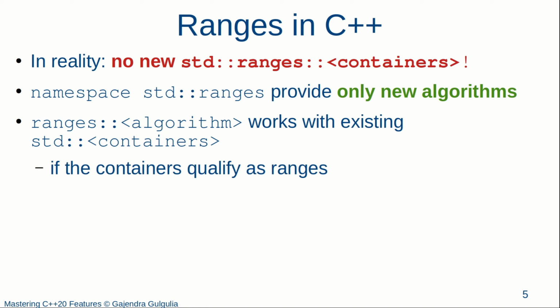But before I proceed further, I would like to mention again, in this and in future lectures, whenever I say a container is a range, I always mean the specific container will work with the new C++20 ranges algorithm. Because as I mentioned earlier, there are no new containers in the ranges namespace.